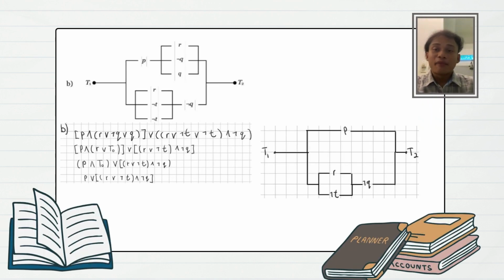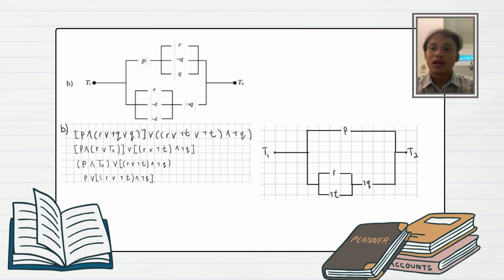This is the diagram, and the question is (P and (R or not Q or Q)) or (R or not T) and not T and not Q. So the final answer is P or ((R or not T) and not Q). So this is the diagram for the final answer.